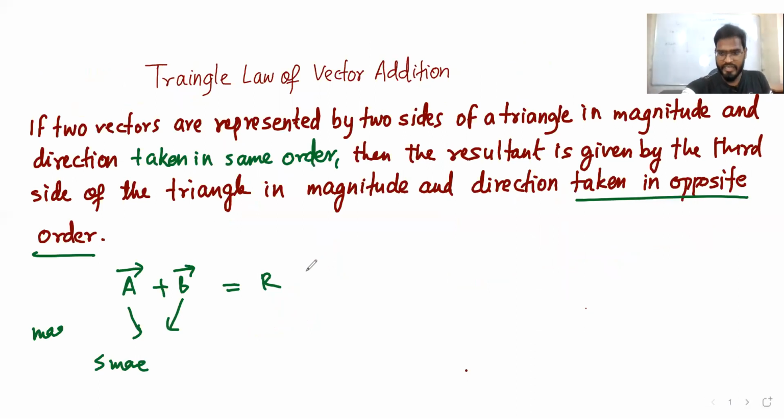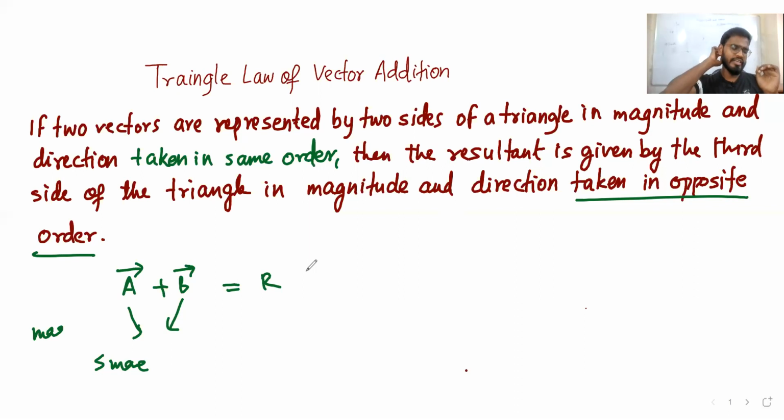Because I didn't leave any space here, I went there. So let's see the triangle law of vector addition. If two vectors are represented by two sides of a triangle in magnitude and direction taken in the same order, then the resultant is given by the third side in magnitude and direction taken in opposite order.